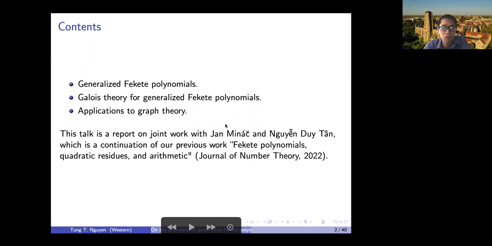And so this is a continuation of our previous work, where we consider a special case where the discriminant is a prime numbers. And this previous work have been published in Journal of Number Theories, so accepted a few months ago. And this current work is submitted, but it's under reviews.